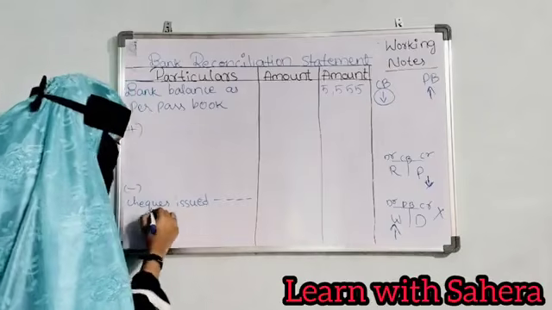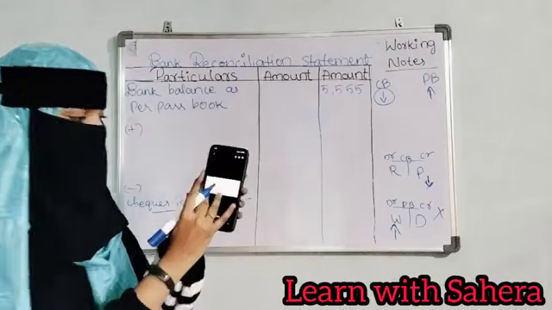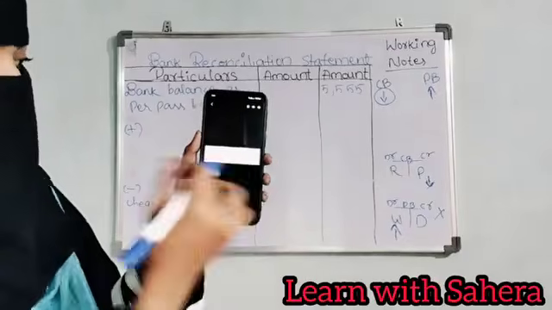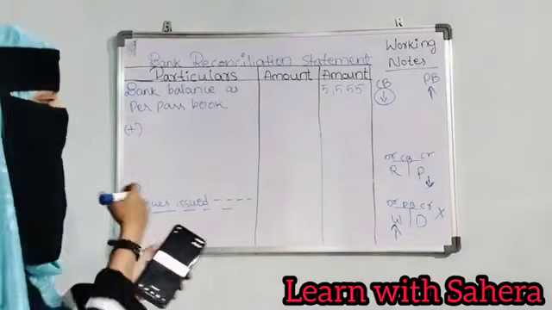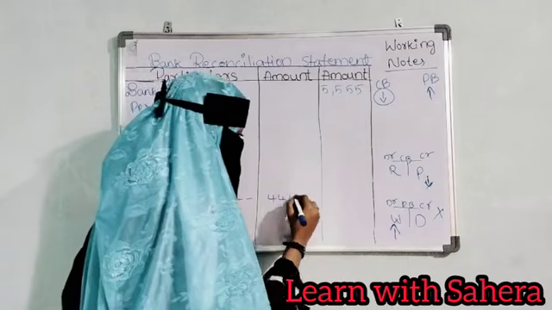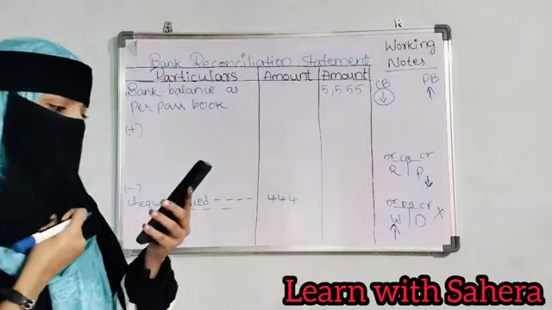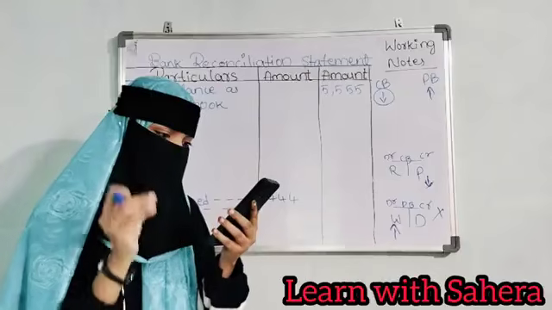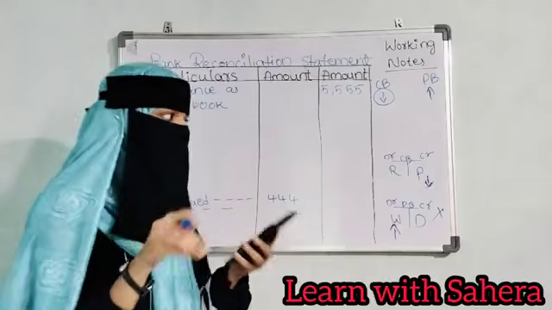Ma, I am not writing. You just have to write whatever they have given in the question. Checks issued but not presented for payment. You have to write this stuff here and you have to write the amount here in the inner column. 444. Yes, okay.